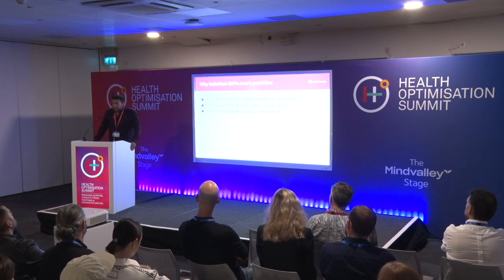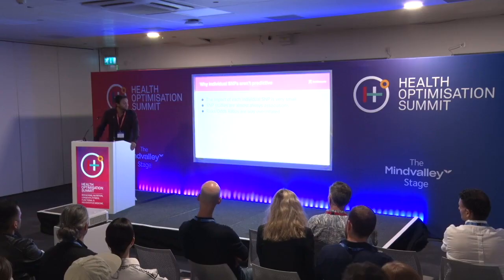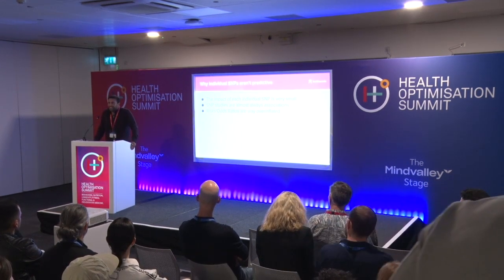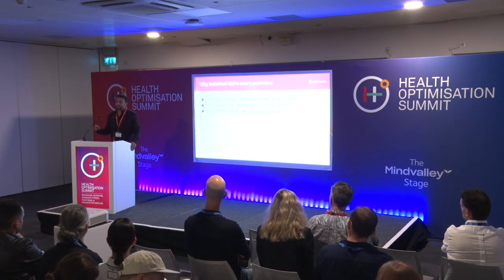So people look at SNPs. How many people here read a study on a certain SNP and saw that the risk of something was higher? These studies are almost illegitimate, right? It's something I learned as well. It's because the impact of each individual SNP is very small. These variants are picking up a lot of other things, right?